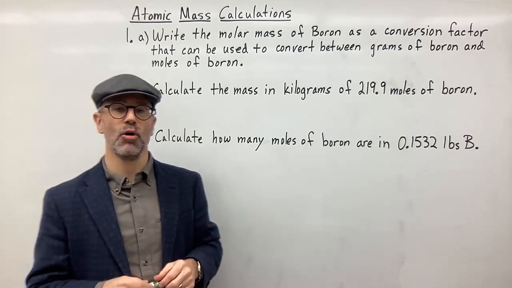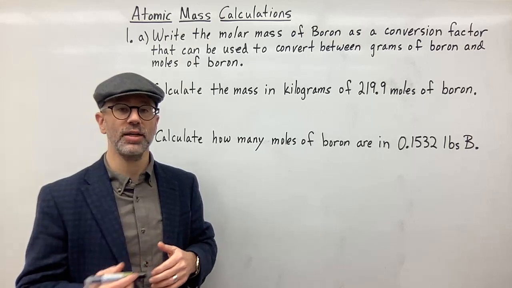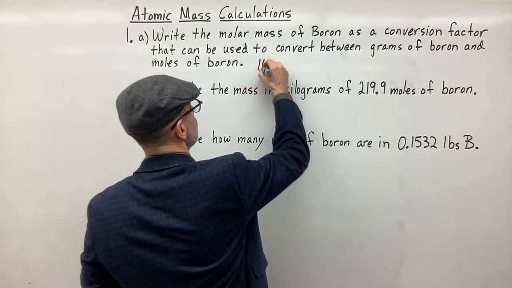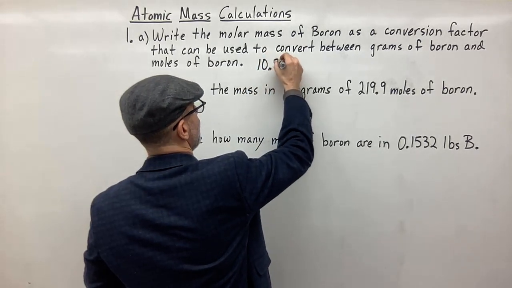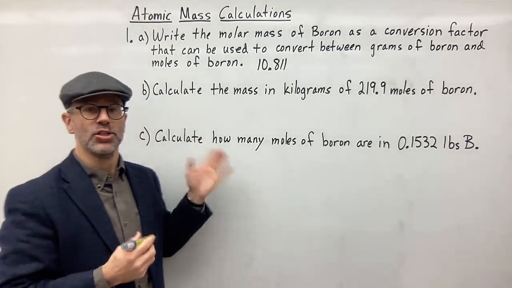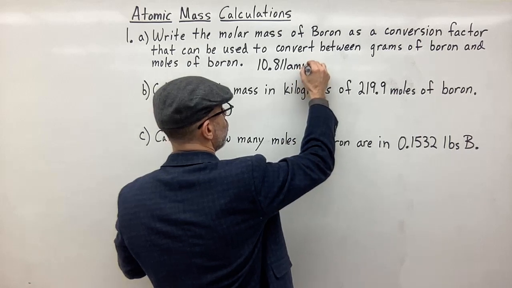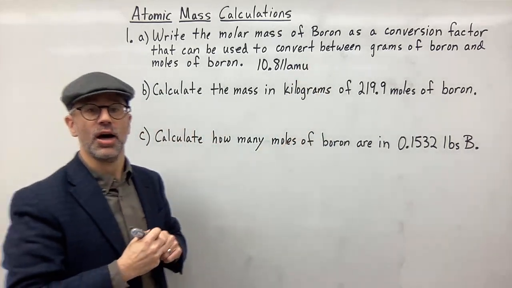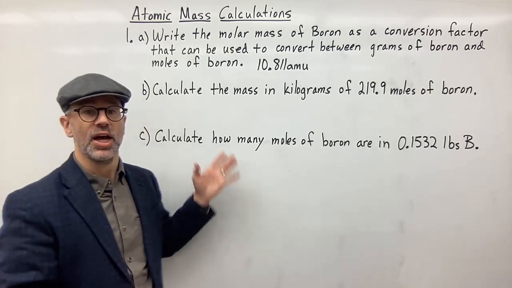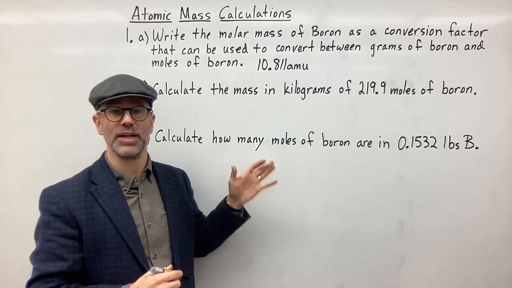In this case, boron is going to be 10.811, right? If I write that down, 10.811 is the atomic mass. So this would be AMUs for one single atom of boron. One single atom of boron is going to be 10.811 AMUs, atomic mass units.